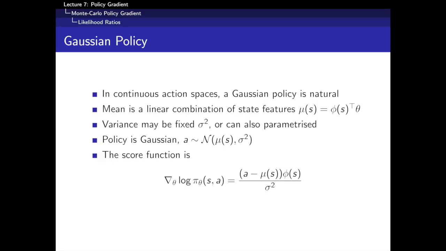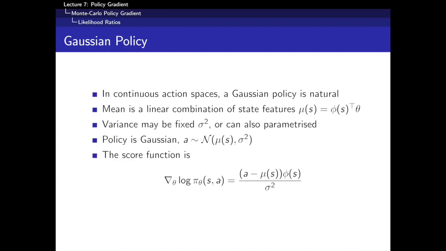and then you have some randomness around that mean, some variance around that mean, that says most of the time I'm going to take this mean action, that's given by, say, a linear combination of some features. But sometimes I might take some deviation from that mean, and there'll be some variance, like sigma squared, which could also be parameterized. You could have a variable variance.